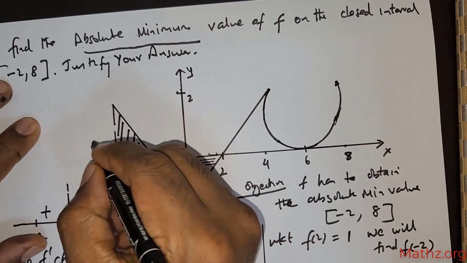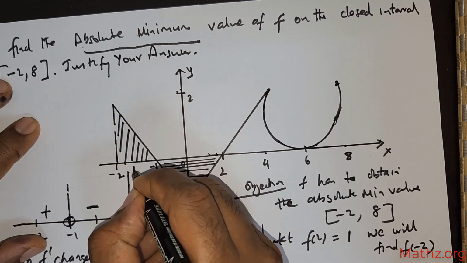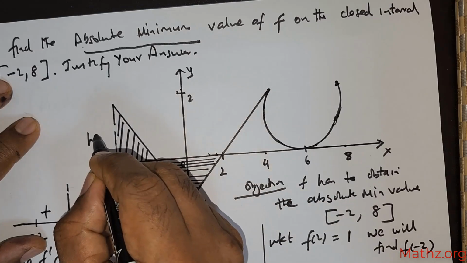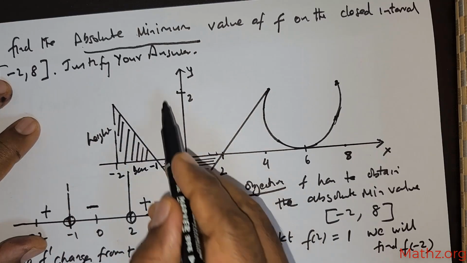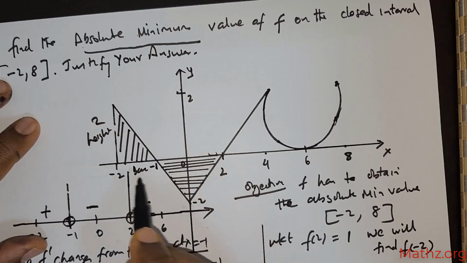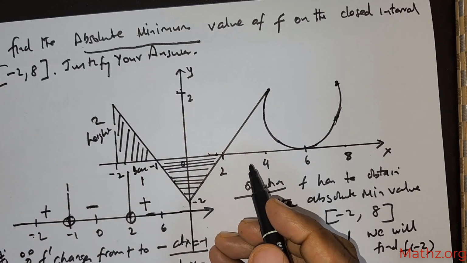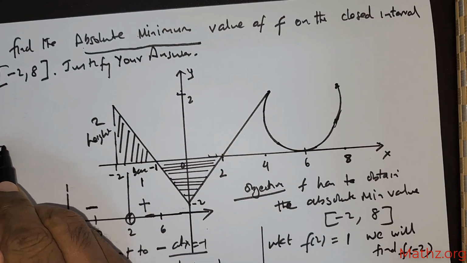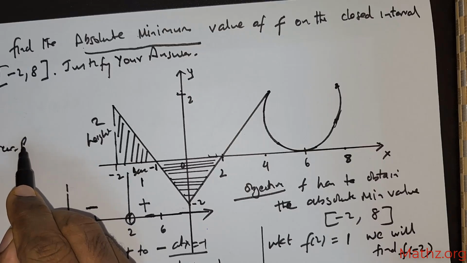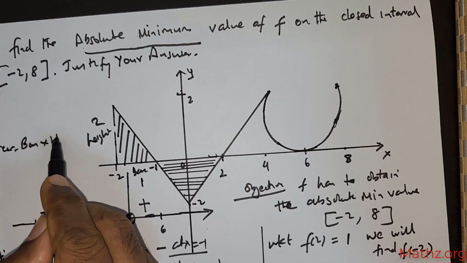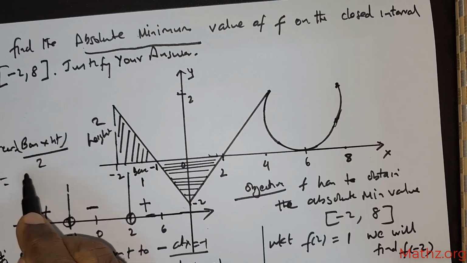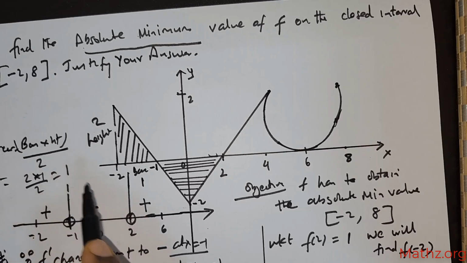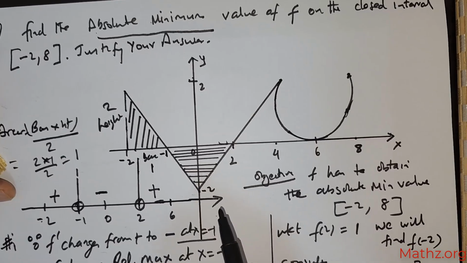What is the area of this triangle? This is the height, this is the base. The height is 2 units here, the base is 1 unit here, and area is equal to base times height divided by 2. So 2 multiplied by 1 divided by 2 is equal to 1 square unit. I hope you are able to see that.